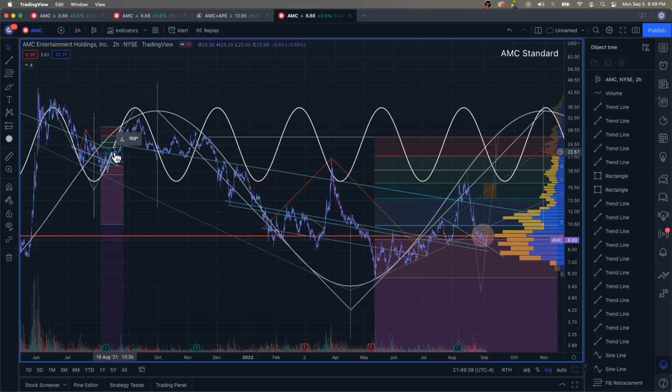The same thing happened over here. It actually came up above it, found support for a minute, and it came back down. And then when it broke out, it regained support here.